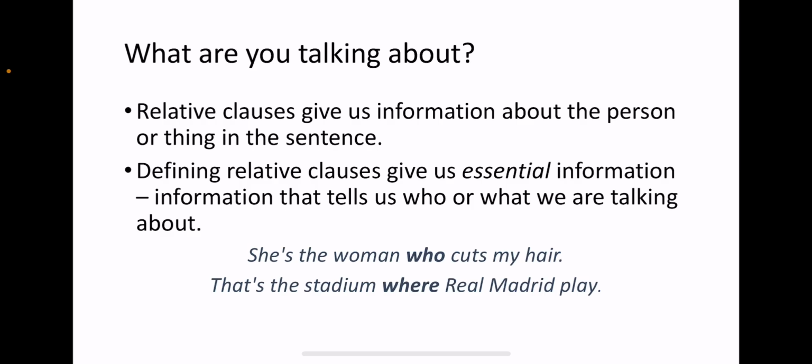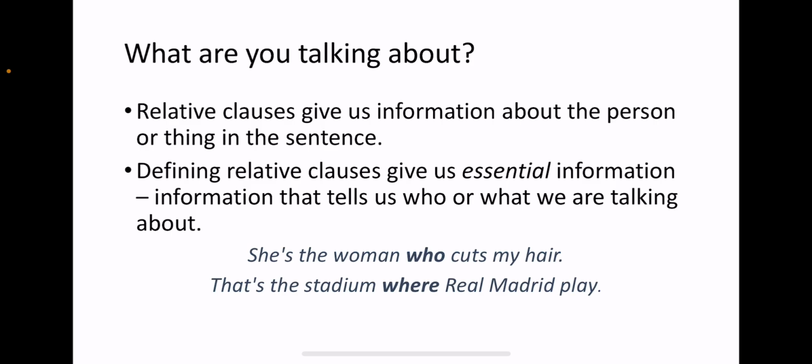The part of the sentence, this clause, who cuts my hair, all this part, is clarifying something about the woman, right? I'm describing or explaining or defining who the woman is, right? So she's the woman who cuts my hair. I'm being specific, I'm giving essential information about the woman, right?